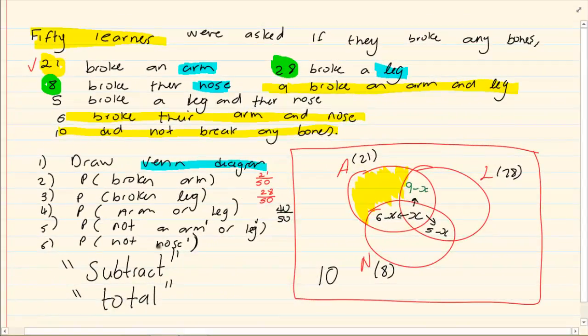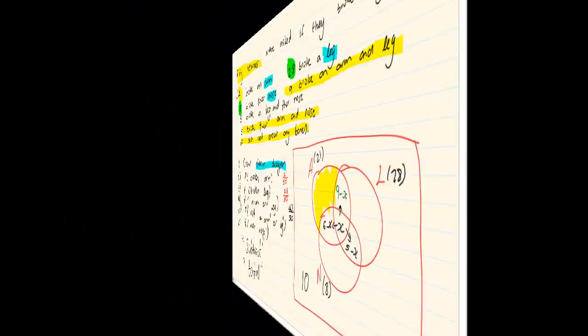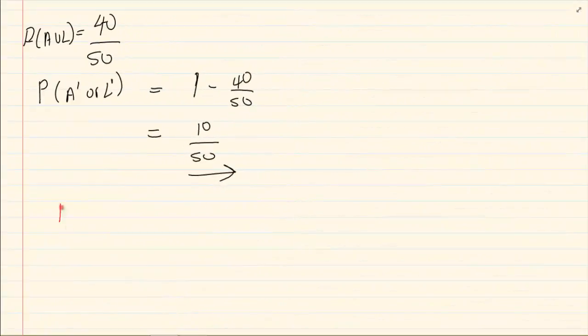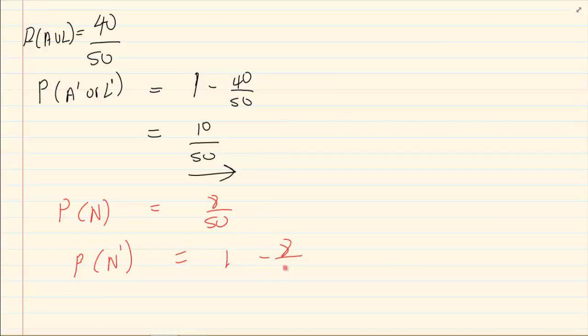Then we have P of not a nose. So if you go to your Venn diagram, now if I want not a nose, I must add all of these. But what if I got P of a nose? P of a nose, we know, is 8 over 50. So P of not a nose would be 1 minus 8 over 50, which is equal to 42 over 50.